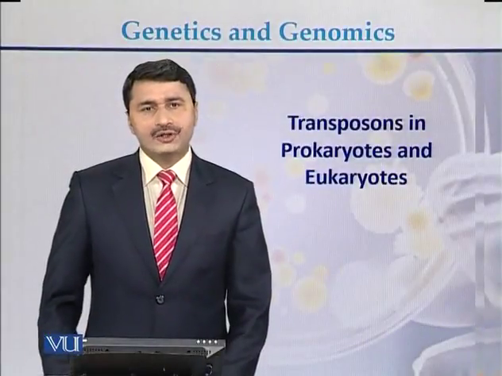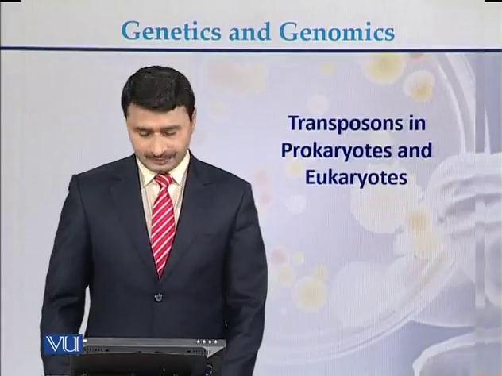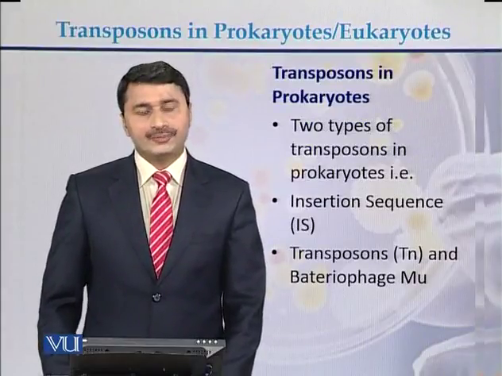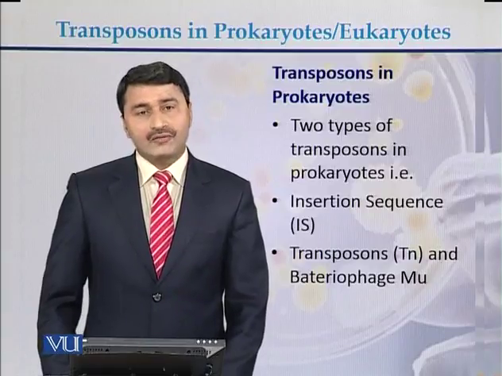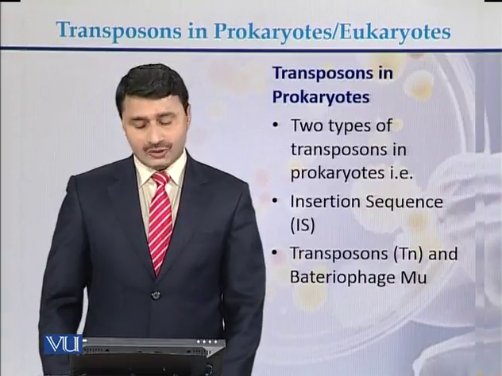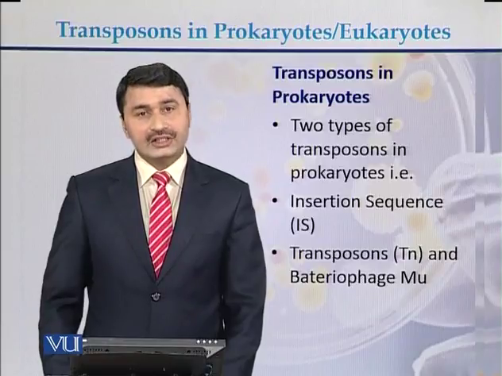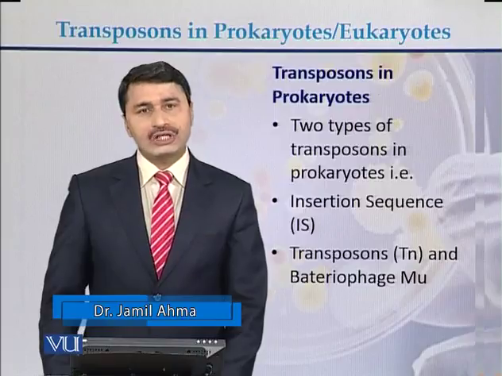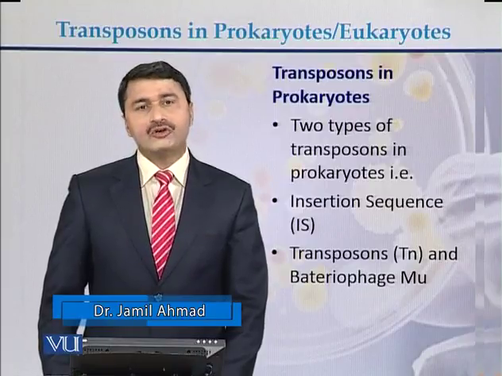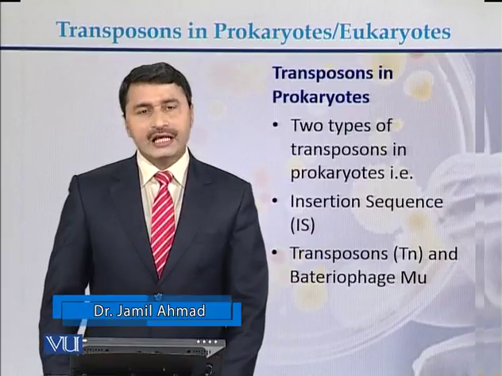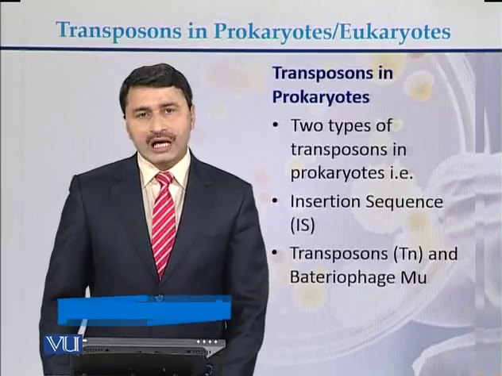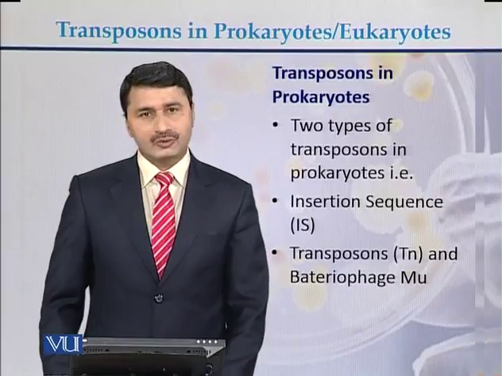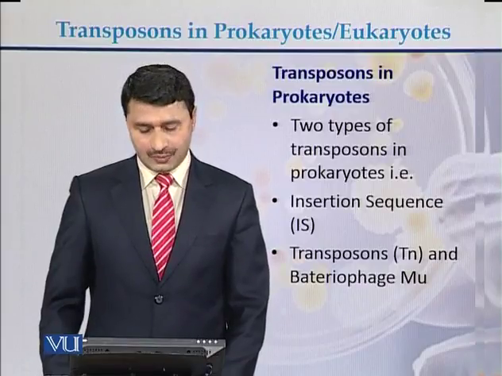Transposons in prokaryotes and eukaryotes. Transposons in prokaryotes. There are two types of transposons in prokaryotes. They are called insertion sequences or IS, and transposons like Tn and bacteriophage Mu. So in prokaryotes, there are two types of transposons: insertion sequences and transposons like Tn or Mu.